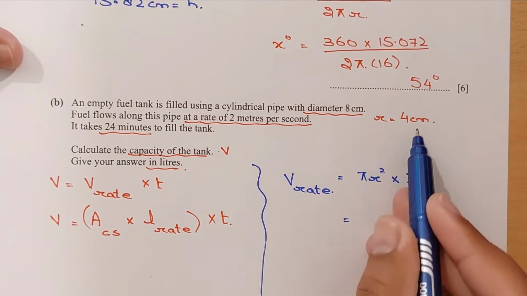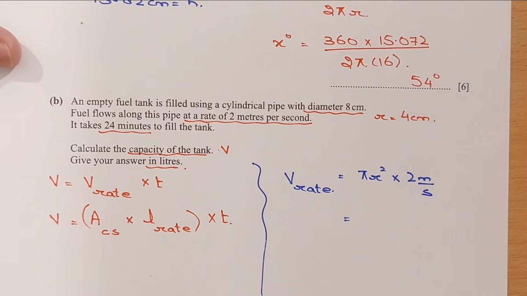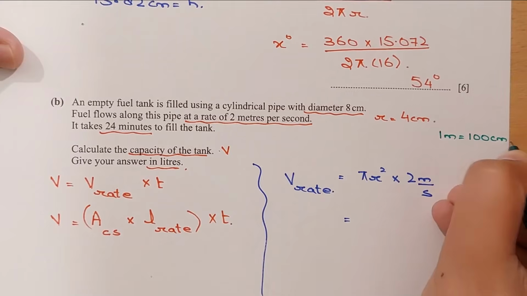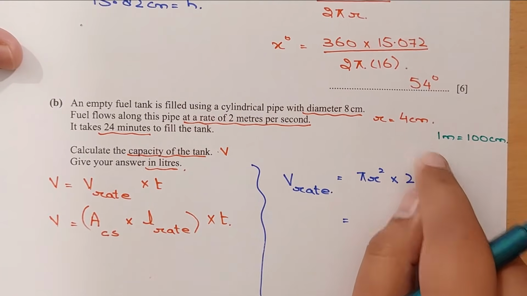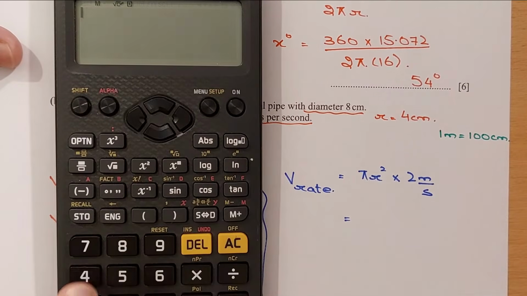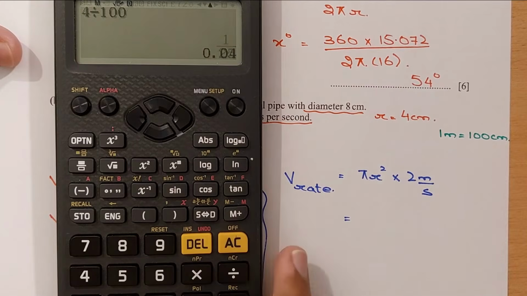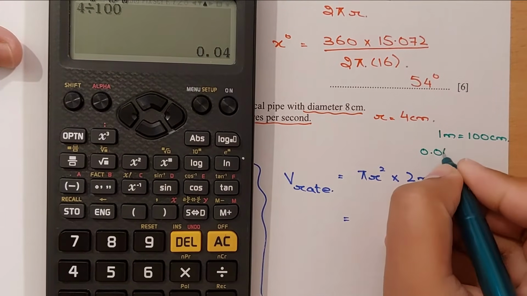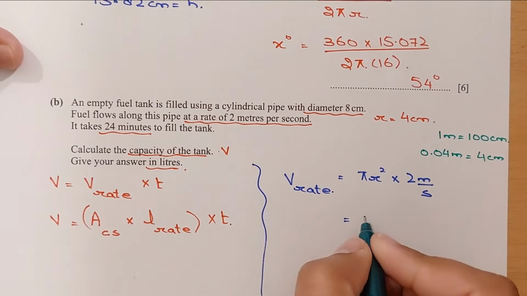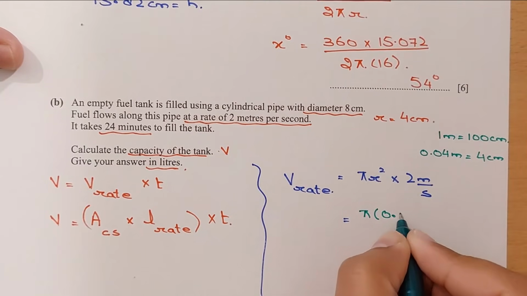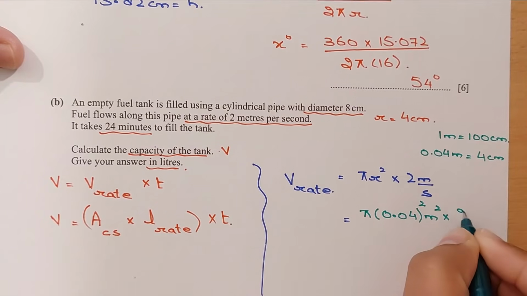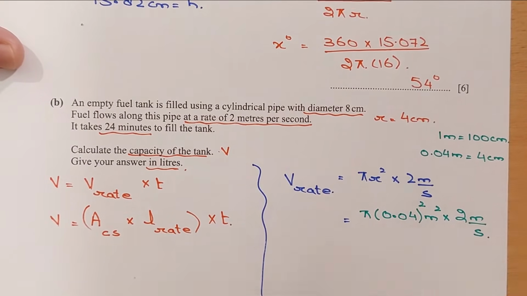So let me convert centimeters into meters by using the conversions. 1 meter has 100 centimeters. Okay, so 1 centimeter is 1 over 100 meters, and 4 centimeter is 4 over 100. 4 divided by 100 is 0.04. 0.04 meter is 4 centimeter, right? So now substitute pi, the radius is 0.04 meters squared, times 2 meters per second, right?